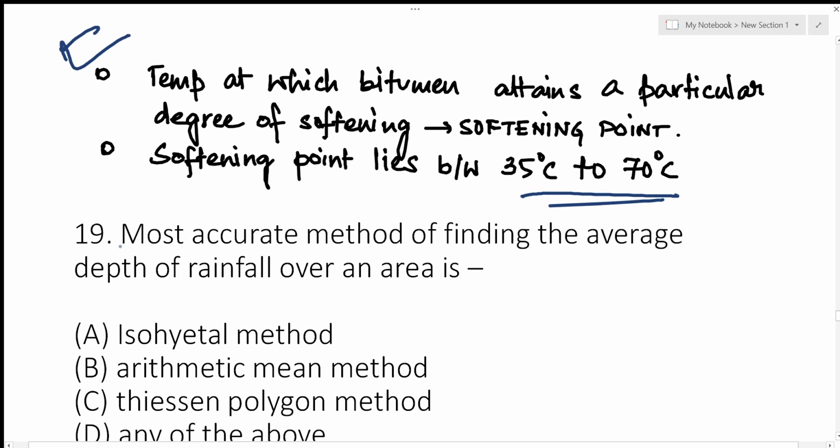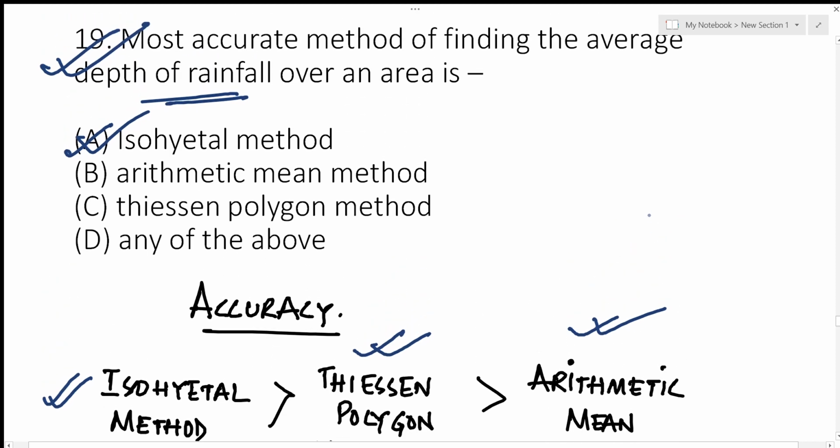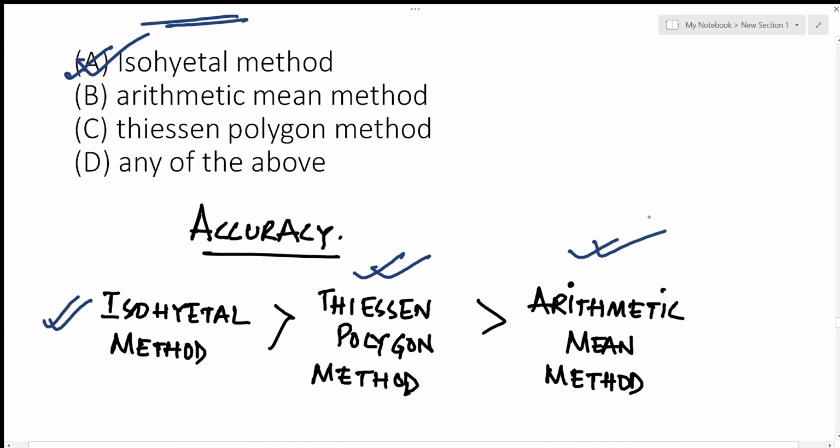The next question is: the most accurate method of finding the average depth of rainfall over an area is. The answer is isohyetal method. Now, in terms of accuracy, isohyetal is the best, then comes the Thiessen polygon method, and then comes the arithmetic mean method. So if they ask you what is the least accurate method, you would know the answer is arithmetic mean method.